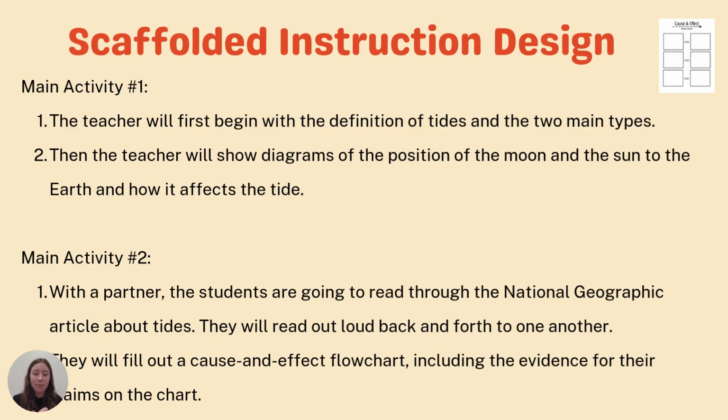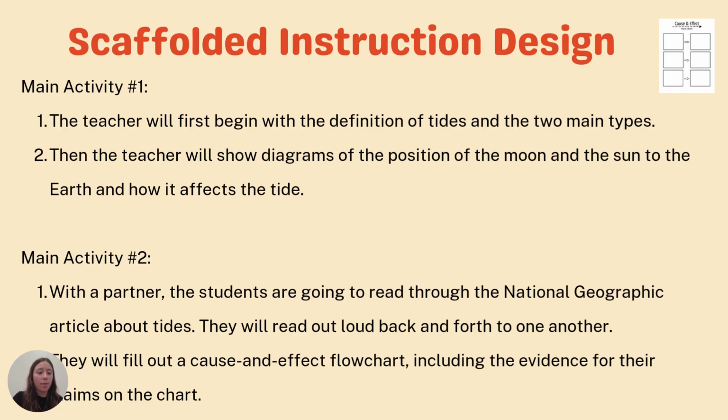And then the second main activity is with a partner. The students are going to read through the National Geographic article about the tides, and they will read it out loud back and forth to each other. This out loud reading is incredibly great for building those literacy skills, those reading skills. And this also fulfills the literacy standards. So students will fill out a cause and effect flowchart, including text evidence for their claims on that flowchart. And so this supports all the standards all together, and it's hands-on, it's fun. Students will do it with partners, building those literacy skills.